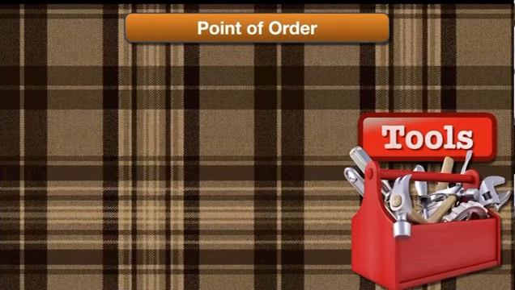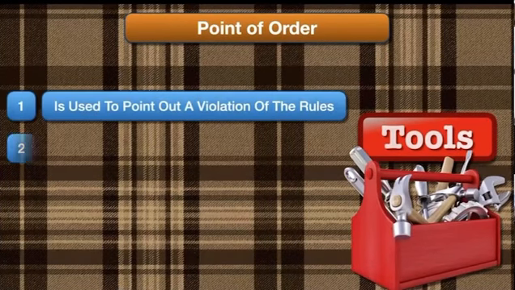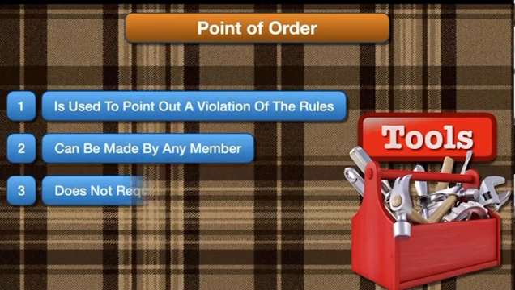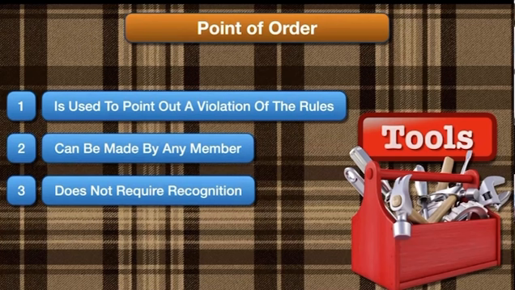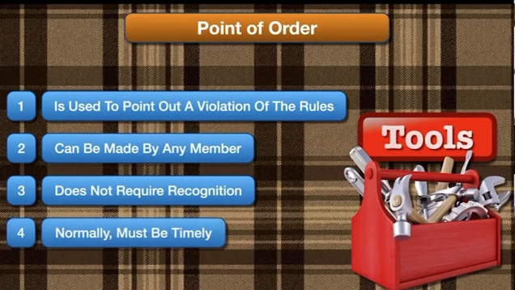So point of order, to recap, is used to point out a violation of the rules. It can be made by any member of that body that's meeting, and does not require recognition. So it doesn't have to be your turn to talk. You can even interrupt someone who is talking if you've spotted a violation of the rules that must be attended to right now. And normally it must be timely.